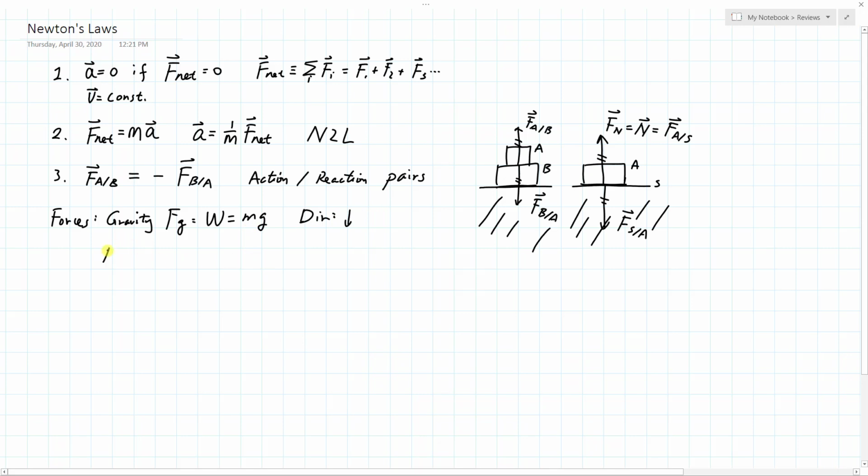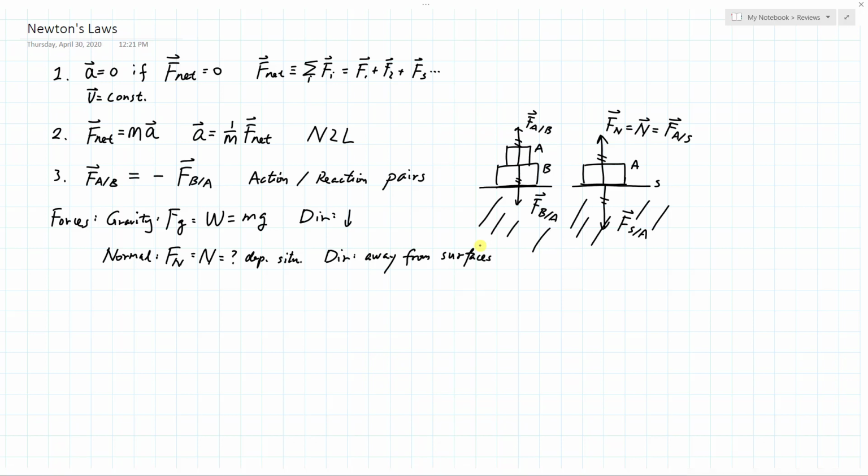Another force is the normal force. A normal force is either Fn or you can use an N for it. And this one doesn't have a predetermined magnitude, so it depends on the situation. And what about direction? Away from the surface, or surfaces, because one surface cannot push, right? There has to be two surfaces.